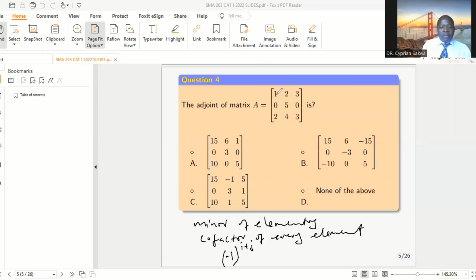For example, this element here is in row 1, column 1. So i is 1 and j is 1. This element here is in row 1, column 2. So i is 1 and j is 2. So i here stands for the row of the element, and j stands for the column of the element.